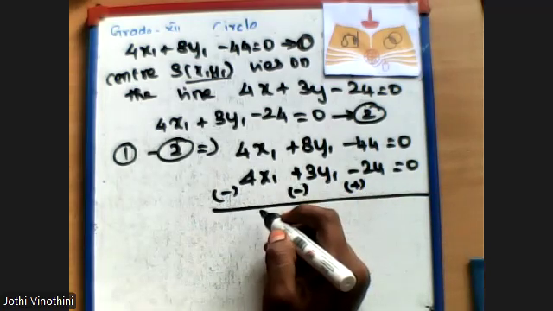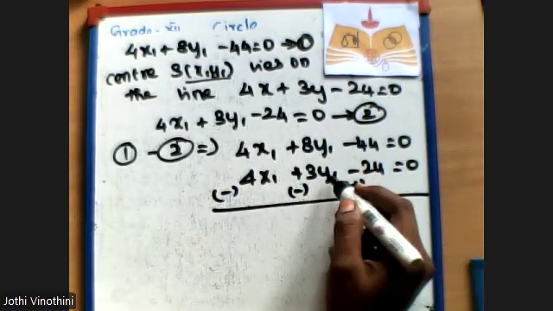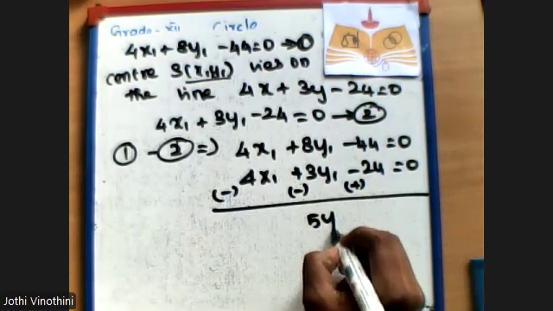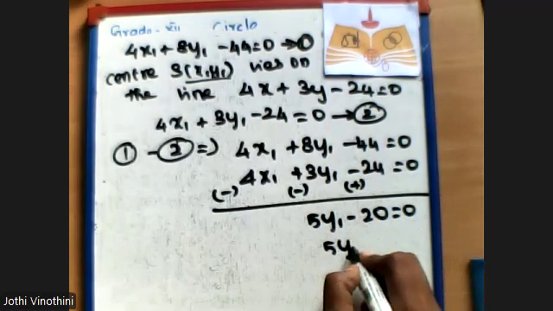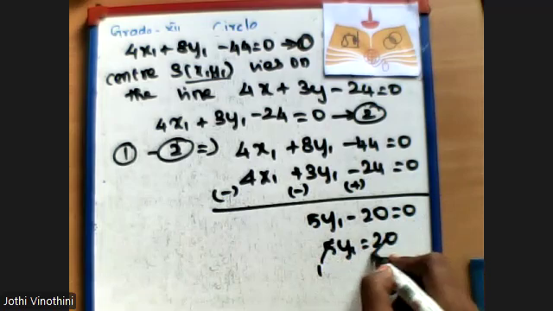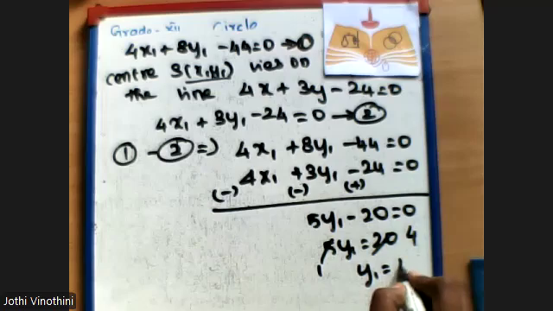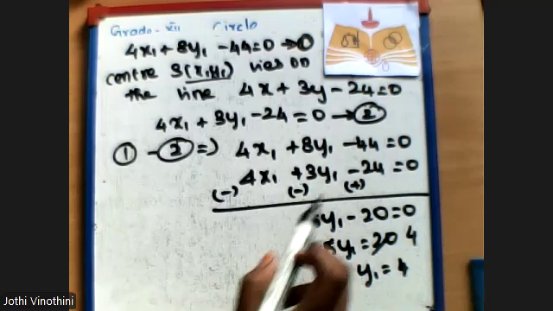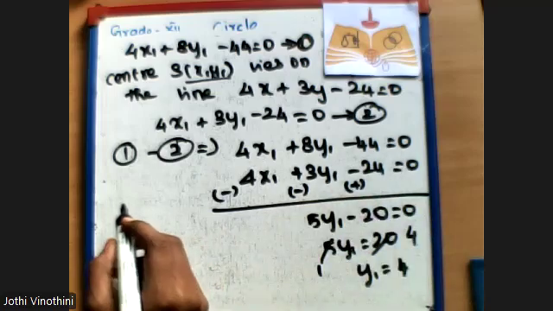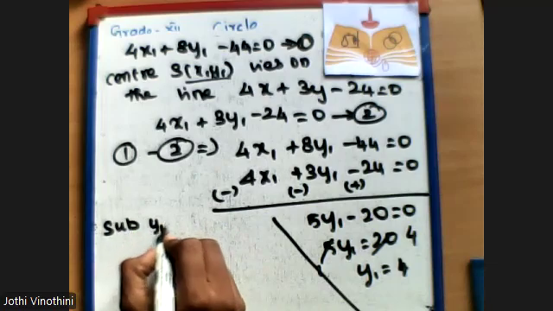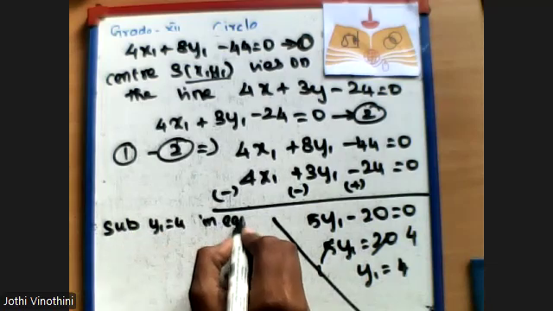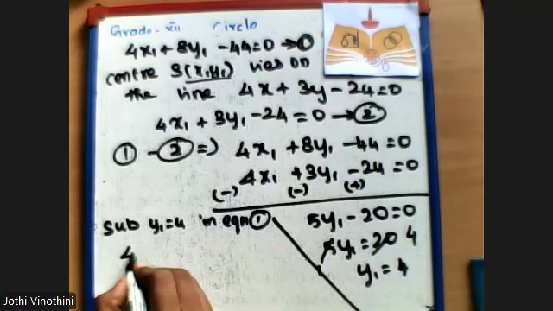So x will get cancelled. 8y1 minus 3y1 will be 5y1. It will be minus 20 equals 0. 5y1 equals 20. 1 5s are 5, 4 5s are 20. y1 equals 4. Super. We are going to sub this 4 in equation 1, so that we can get the value for x1. Sub y1 equals 4 in equation 1.